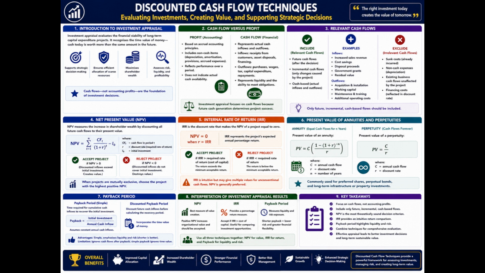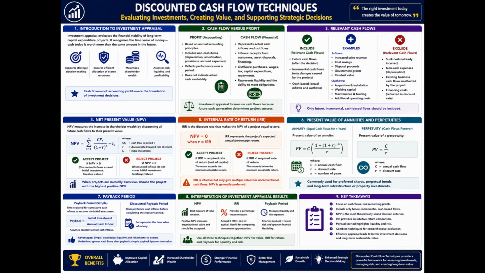Present value of annuities and perpetuities. Many investment projects generate equal annual cash flows over several years. Such constant periodic cash flows are known as annuities. The present value of an annuity is calculated as follows, where C equals annual cash flow, R equals discount rate, N equals number of years. This formula simplifies valuation by avoiding separate discounting of each annual cash flow.